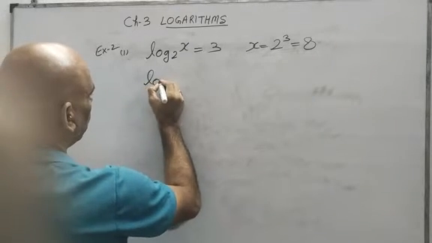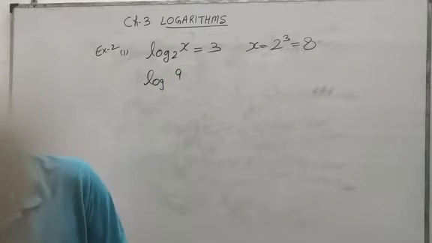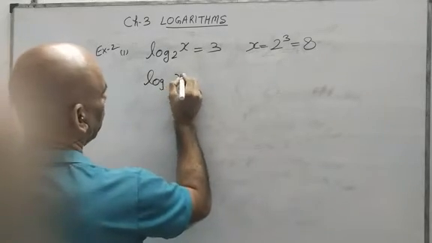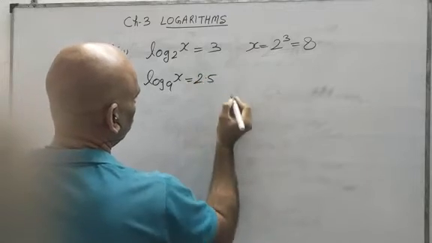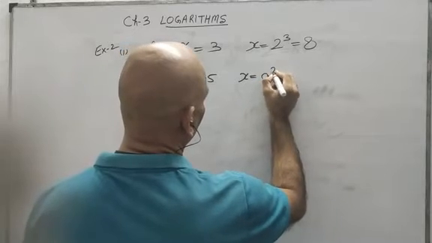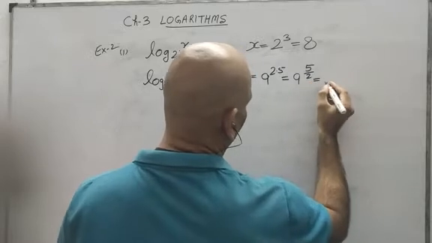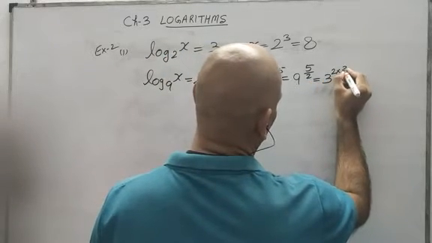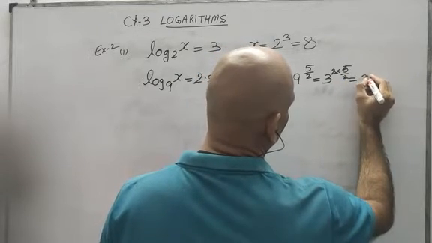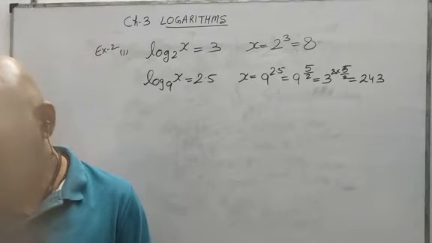Log x base 9 is equal to 2.5. So what will happen? x is equal to 9 to the power 2.5, and 2.5 can be written as 5 by 2, and 9 can be written as 3 to the power 2. So the 2 and 2 cancel, and 3 to the power 5 is 243. This way the value of x will be 243.